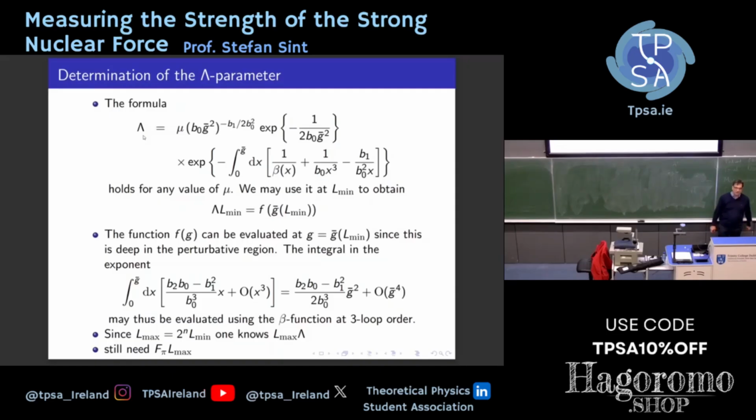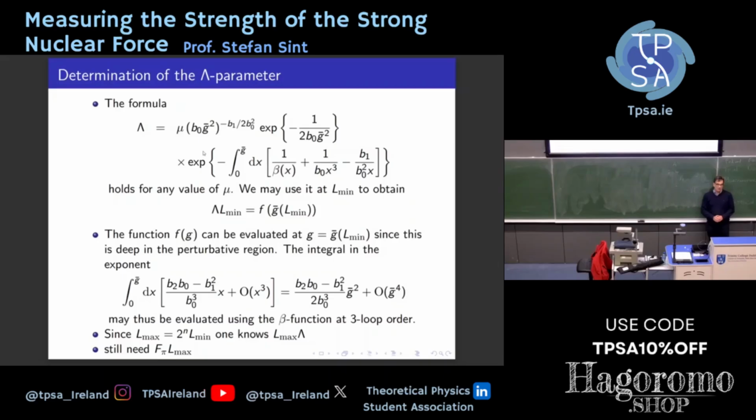And lambda is a scale, and it's a solution of the renormalization group equation, which is independent of mu. So you see mu here, and this is g bar of mu, and this is g bar of mu here. So mu is the argument of g bar on the right-hand side. But this particular combination, you can show that this does not depend on mu. So you can evaluate it at any value of mu.